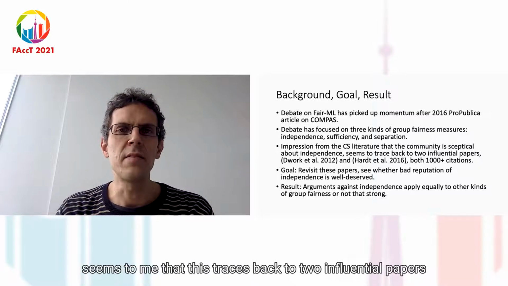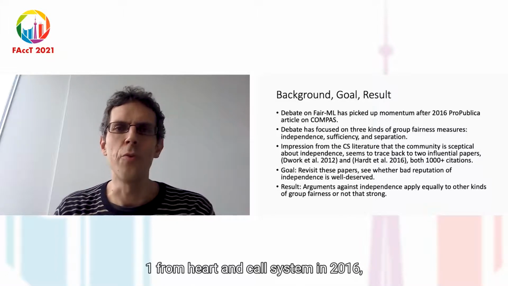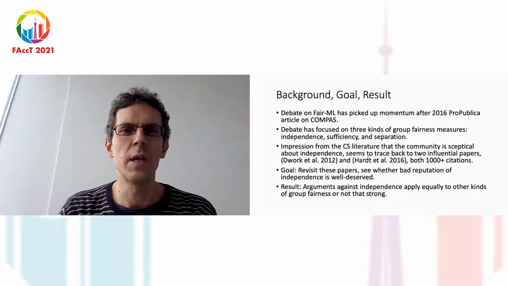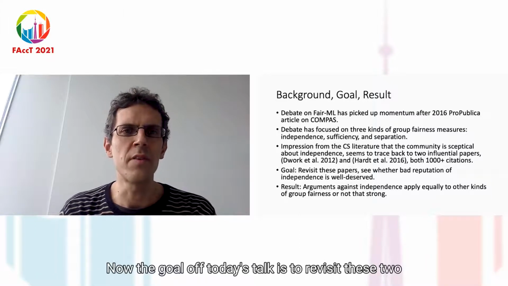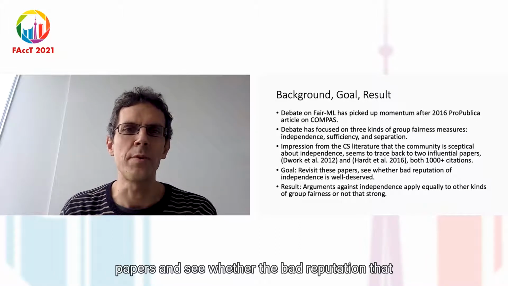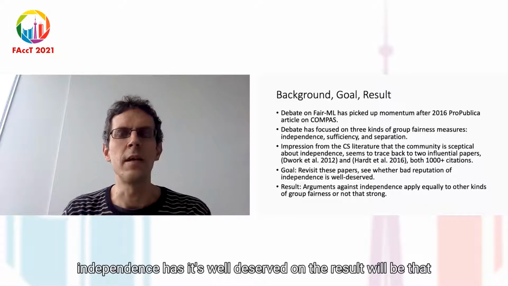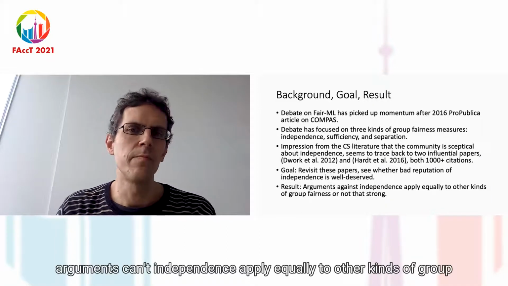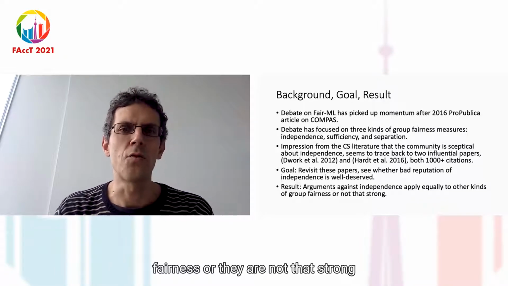And it seems to me that this traces back to two influential papers, one by Dwork from 2012 and one from Hardt and co-authors from 2016, both with more than 1,000 citations. Now, the goal of today's talk is to revisit these two papers and see whether the bad reputation that independence has is well deserved. And the result will be that arguments against independence apply equally to other kinds of group fairness, or they are not that strong.